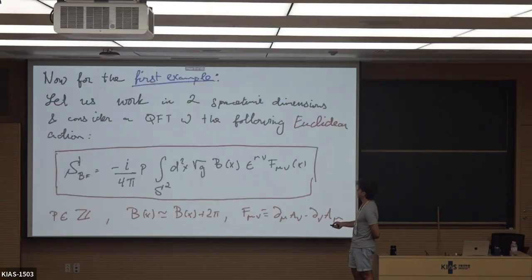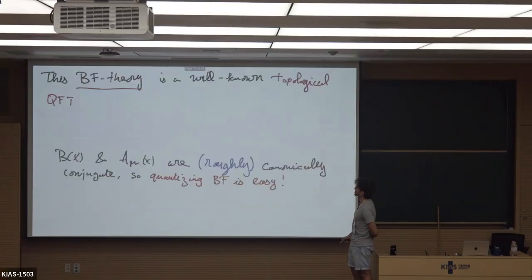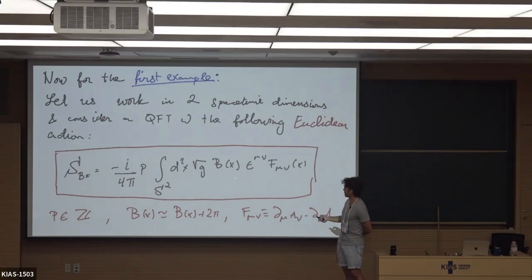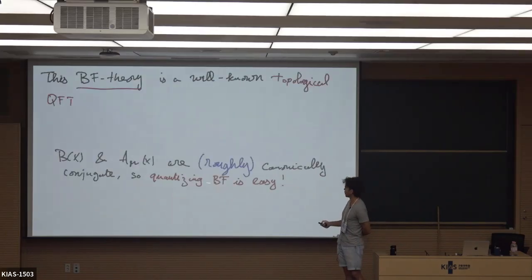This theory, because it has a field B and F, is just called BF theory. It's not a very creative title, but that's what it's called. And it's a well-known topological quantum field theory. The field B, the scalar, and the gauge field A are roughly canonical conjugates to each other. You can see that here because of B and A dot, so they're canonical conjugates. And the theory is basically free in that language. So it's very easy to do canonical quantization. The whole Hilbert space of this theory is very easy to write down.